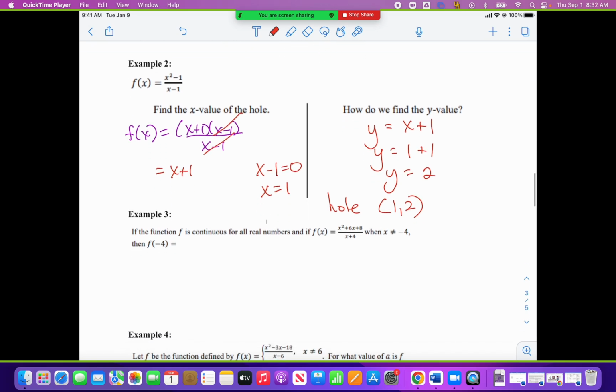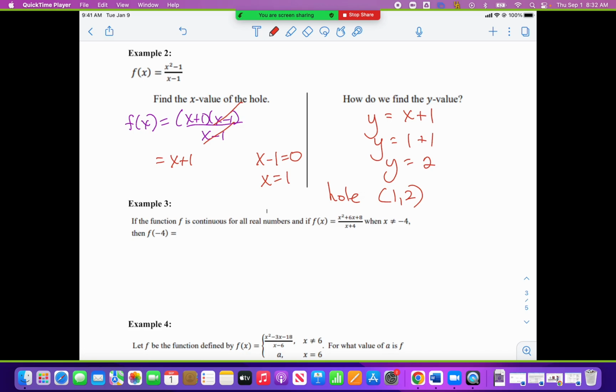All right, example 3. If the function f is continuous for all real numbers, and f of x equals x squared plus 6x plus 8 over x plus 4, when x doesn't equal -4, then they would have to have a separate designation. If I want it to be continuous, right now I know there's a problem because I'd be dividing by zero at -4, but I could make this a piecewise function. And then I'm trying to figure out what f of -4 would have to equal, so it's going to plug in the hole. So what would I need to do to figure this out?